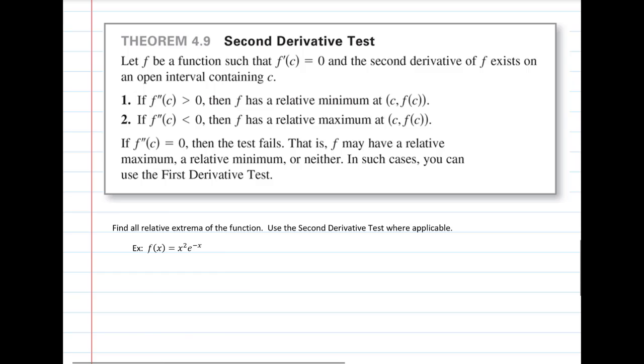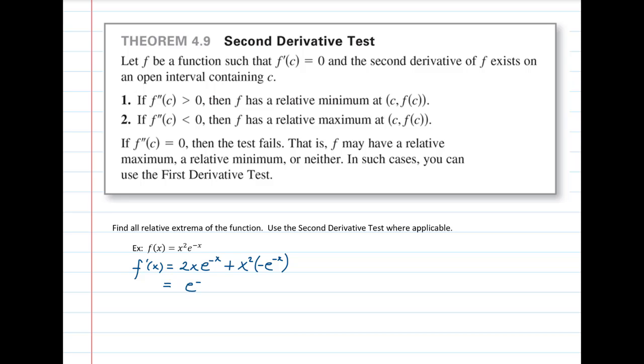Right, so here we have an example where we want to find all the relative extrema of the function, and we want to use the second derivative test, assuming it applies. So finding our first derivative here, our function is f of x equal to x squared times e to the negative x. For the first derivative, we're going to have to use the product rule. So f prime of x will be equal to 2x e to the negative x plus x squared times negative e to the negative x. Again, that's just our product rule right there.